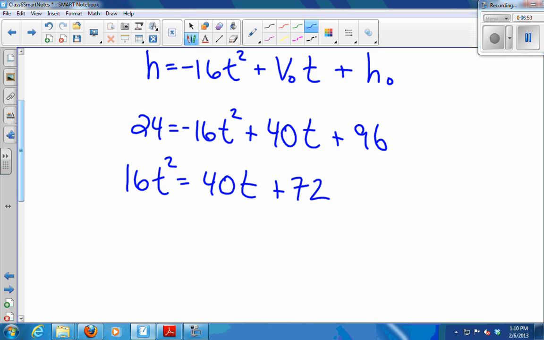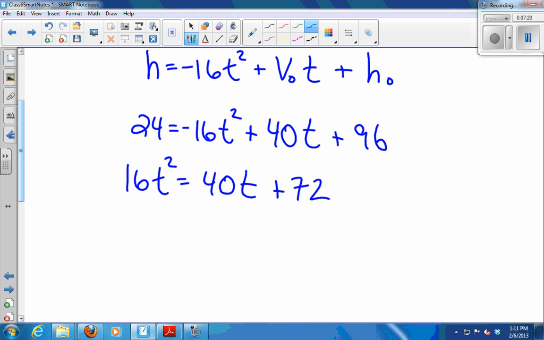Right? Okay, now what should we do? So what did you say? Quadratic formula? So what does the equation have to look like before we're allowed to use the quadratic formula? It has to be equal to 0.